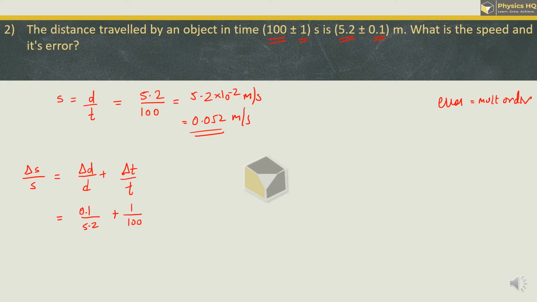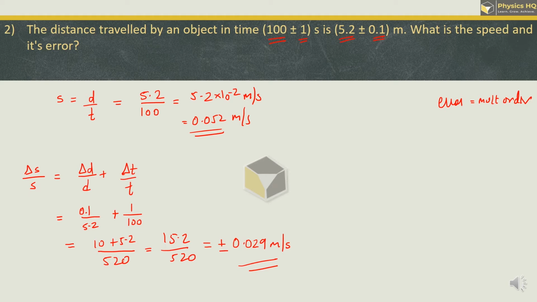Now you can simplify this by cross multiplying. We will have 10 plus 5.2. When you multiply 100 with 0.1, you will get 10, plus 5.2, divided by 5.2 into 100, which will give us 520. So we got 15.2 divided by 520. Now we can solve this by using log. What we will get is 0.029 meter per second. This is the relative error, and this will be plus or minus. If you are not good with log, or if you have some problem in understanding log, please go through the video on how to use logbook to solve sums by clicking on the I icon on the top right.